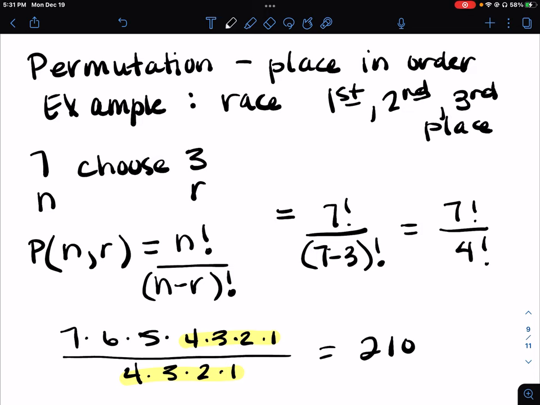You do what's in the parentheses first, so 7 minus 3 equals 4. Now, 7 factorial, that exclamation mark, means you multiply 7 times 6 and then all the way down till you get to 1. On bottom, same thing, 4 times 3 times 2 times 1. Okay, now, since you have 4, 3, 2, 1 on top and bottom, they can divide out. So we're just multiplying 7 times 6 times 5.